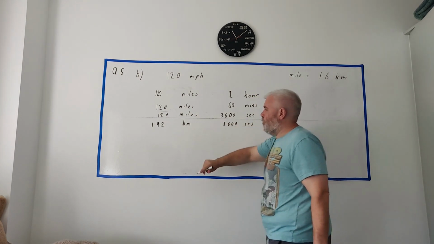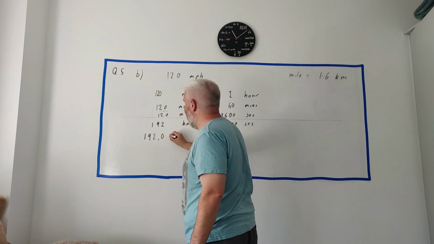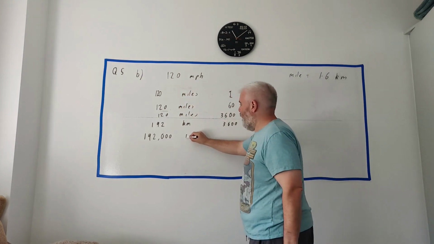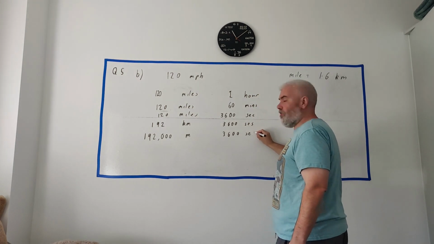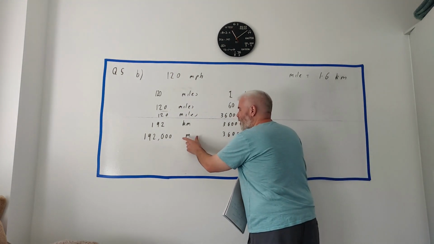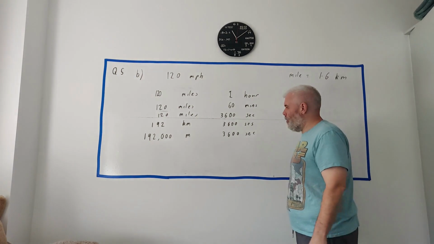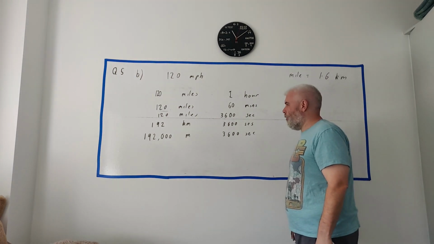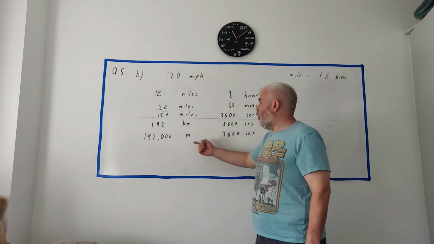We don't want kilometers, we want meters. 192 multiplied by 1,000 meters in seconds. You've already got lots of marks at this point, by the way. Lots of marks, especially because you now have meters and seconds. Their question is about meters and seconds. They want to know how many seconds it takes to go 100 meters.